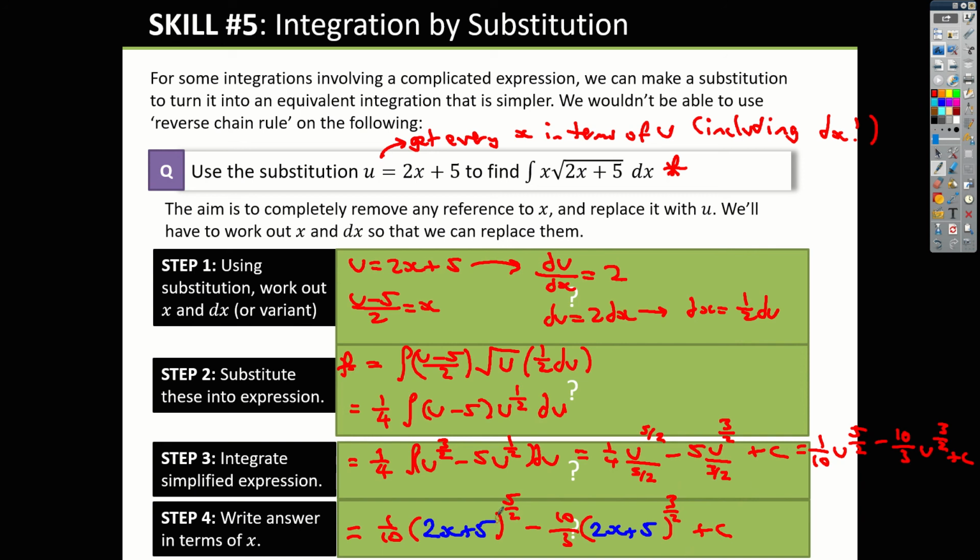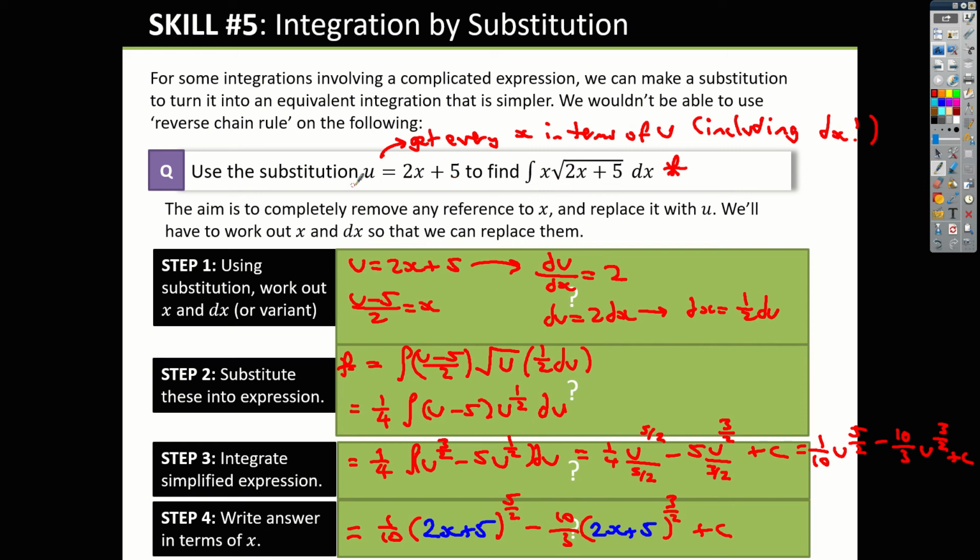Okay, so it looks as if this isn't something that you'd be able to do by inspection because of how complicated this answer looks, right? It's unlikely that you'd be guessing this bracket to the 5 halves and this bracket to 3 halves in order to produce this. So in a question, it's likely that they're going to tell you which substitution to use, and then you've got to work through the steps to get to your final answer.